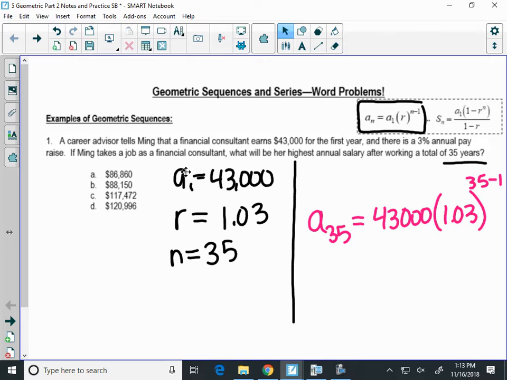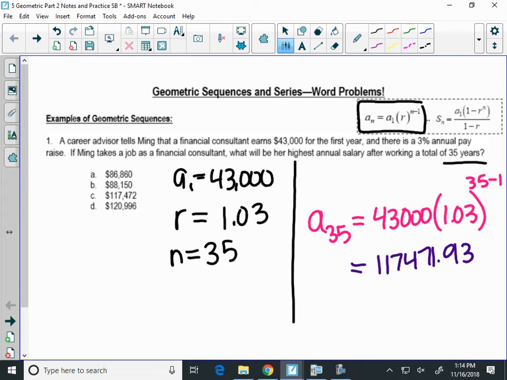And tell me how much money would Ming make in 35 years? It's going to be C, because what did you get? 117,471.93, and that rounds up to 117,472. All right, that's easy, correct? Okay. Now let's look at the second one.